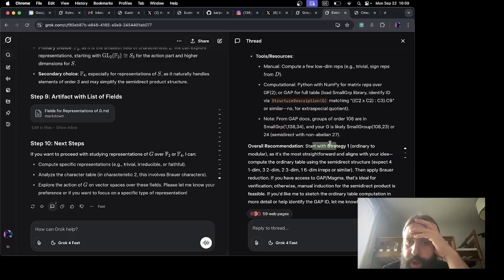Start with strategy 1. It's the most straightforward and aligns with your idea. So it's not my idea really, but compute the ordinary table using the semi-direct structure. Expect 4 1-dimensional, 3 2-dimensional, 2 3-dimensional, 1 6-dimensional IBrs or similar. Then apply Brauer reduction if you have access to GAP or Magma. That's ideal for verification. Otherwise, manual induction for the semi-direct product. I do have GAP.